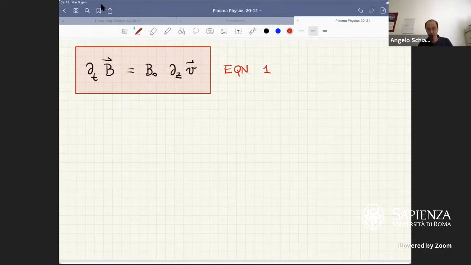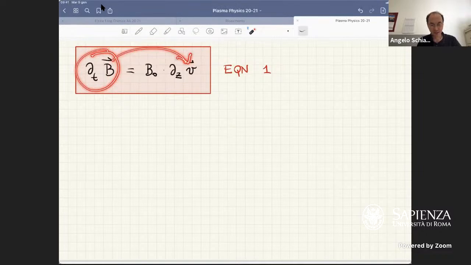As you can see now, we are moving in the right direction. If you remember, what is a wave phenomenon? That the time derivative of a quantity is influenced by the space derivative of the other one. So this is telling us that the time derivative of B is linked to how the velocity field is changing in space along the B field lines, along z.